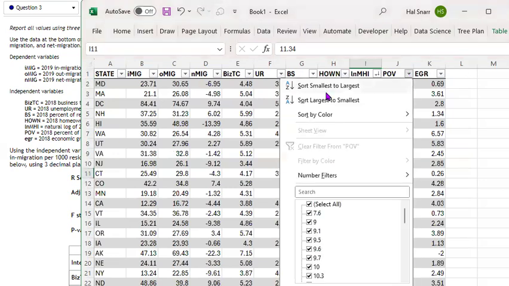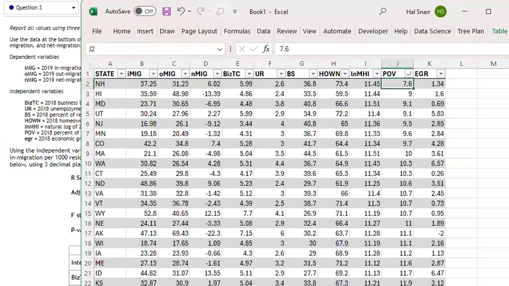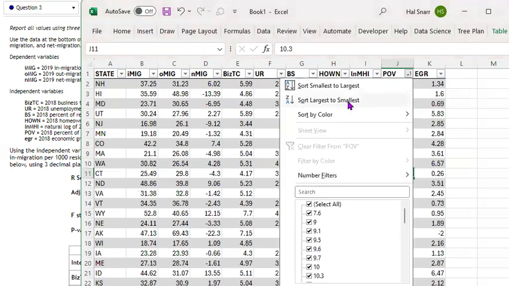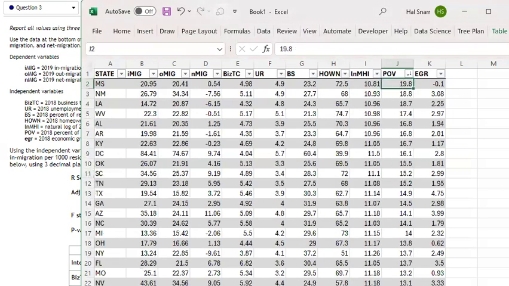And then we got poverty rate. The lowest poverty rates, which is good, are New Hampshire, Hawaii, Maryland, Utah, New Jersey, Minnesota, Colorado, Massachusetts, Washington, and Connecticut. The states with the highest poverty rate: Mississippi, New Mexico, Louisiana, West Virginia, Alabama, Arkansas, Kentucky, DC, Oklahoma, and South Carolina.